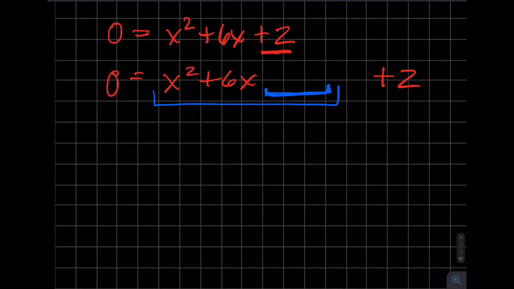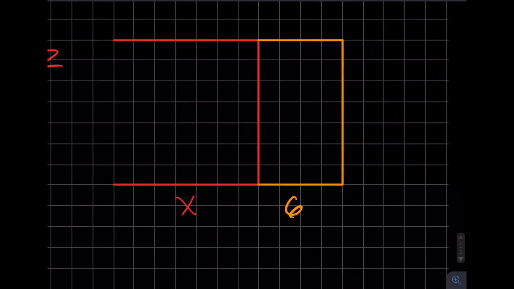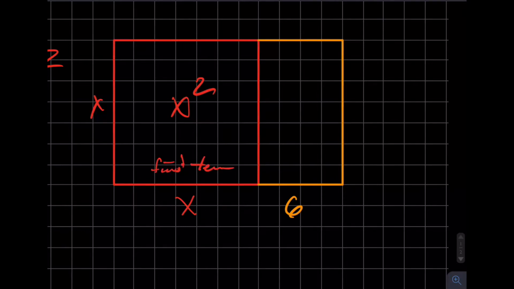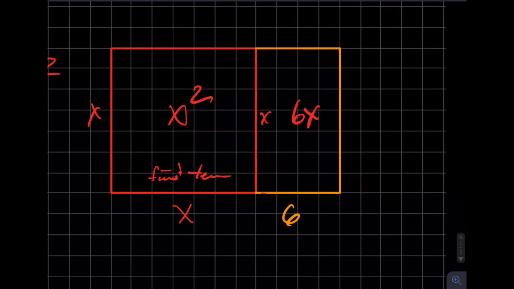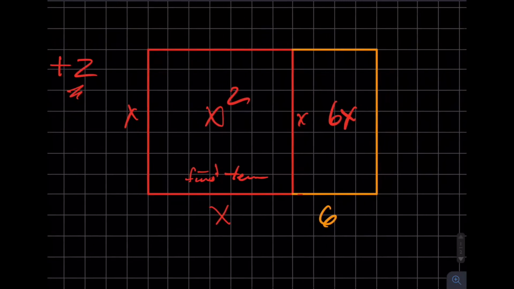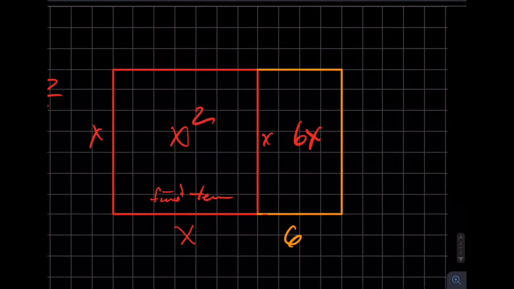Now visually, this is what's going on. I end up having something that I erased. I end up having this like box, and if I take x and x, the area of this is x squared. So this represents the first term, right? And then this has a length of 6 along this side and x there. So this has an area of 6x. That represents this term. I'm not concerned about representing this term because that positive 2 is not involved with completing the square.